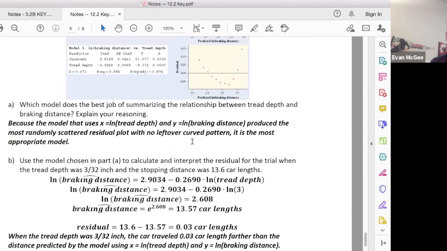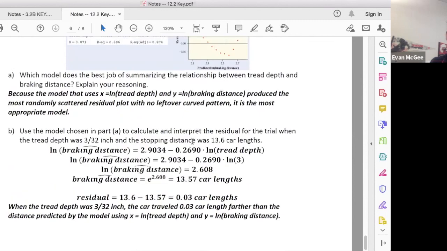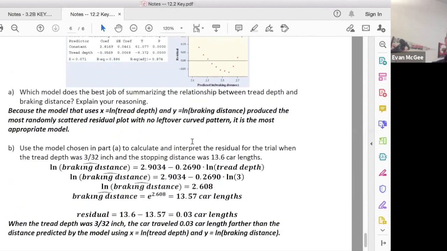And so this is the last objective from 12.2: how do you choose which is the best model? And then also a reminder of how to calculate a residual.